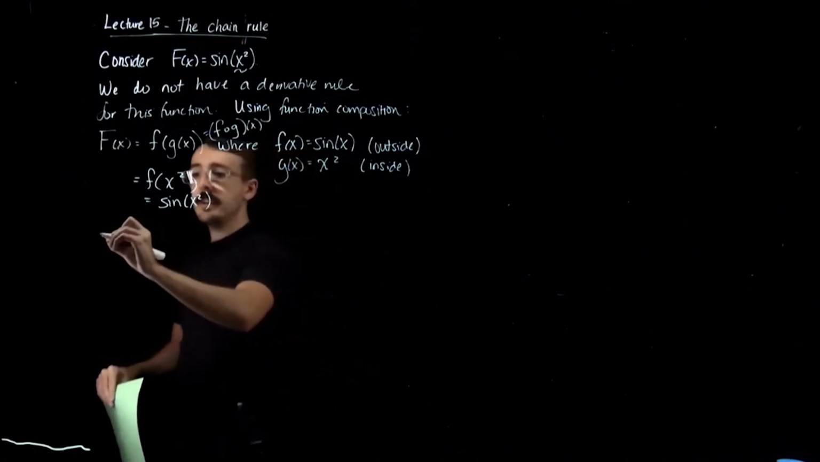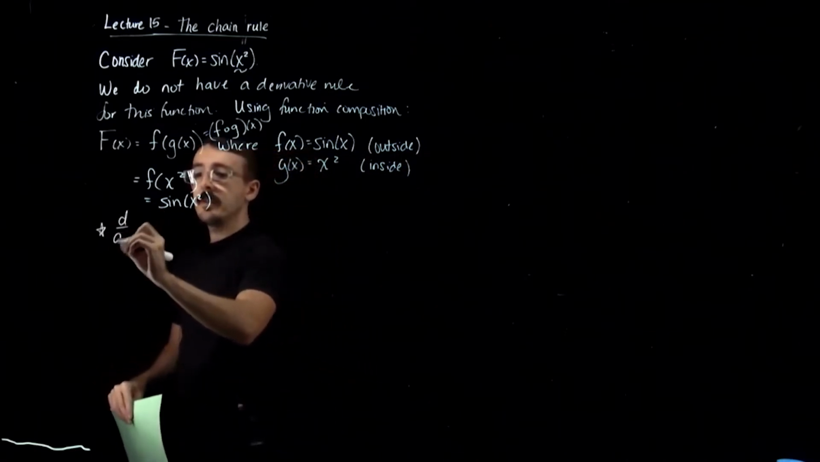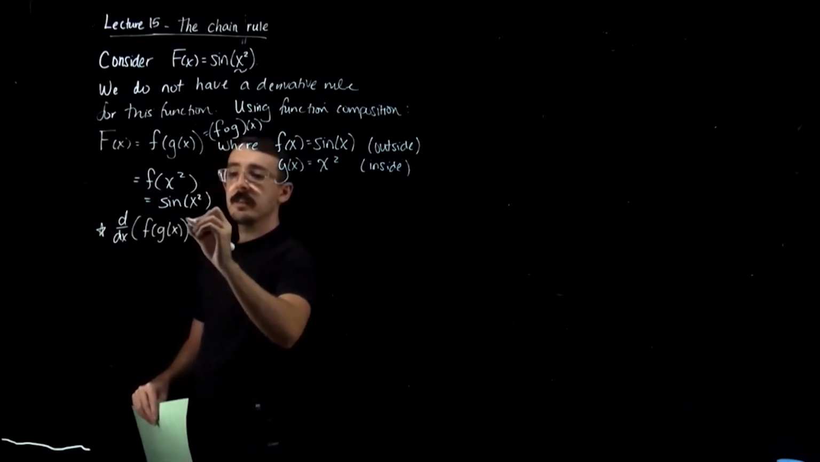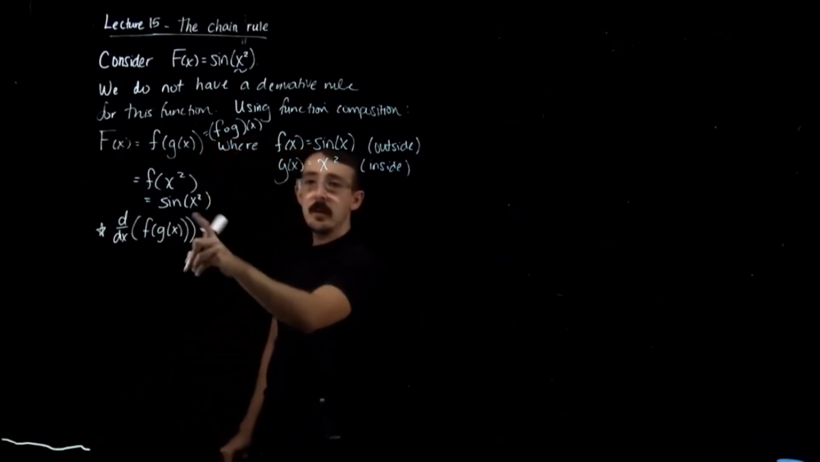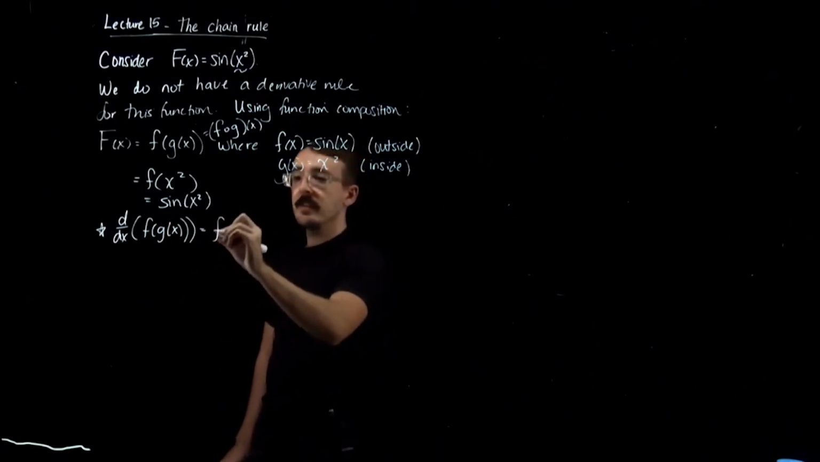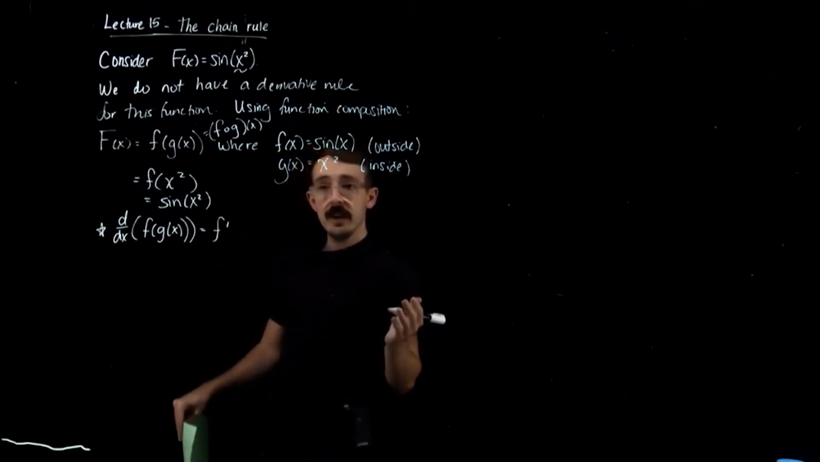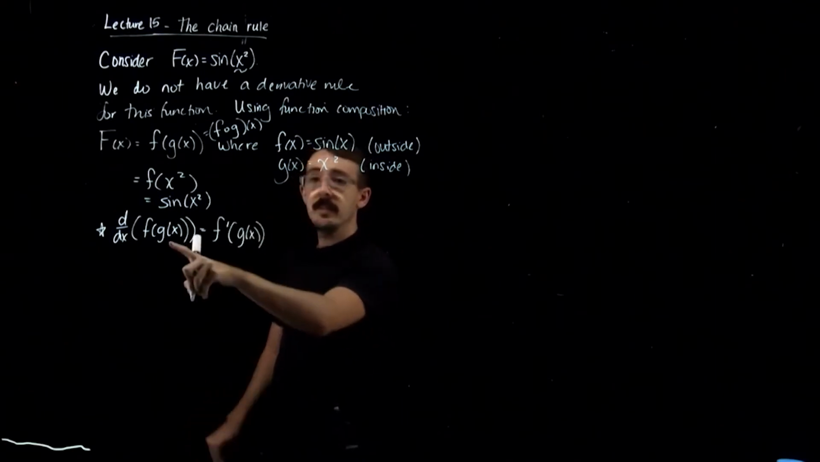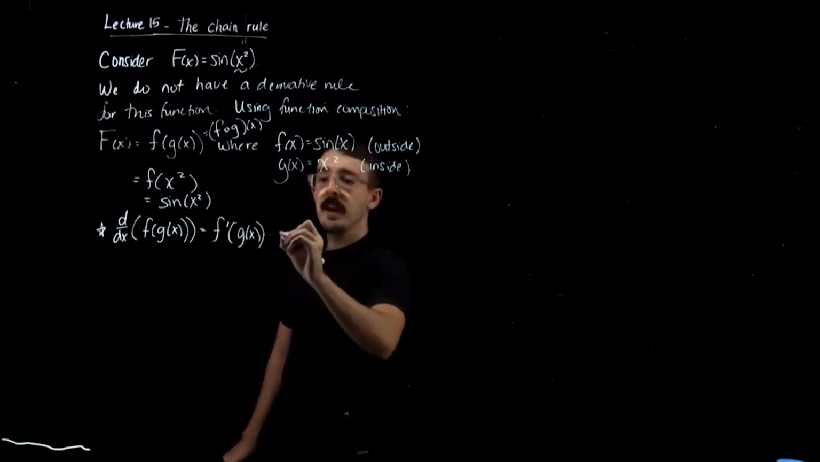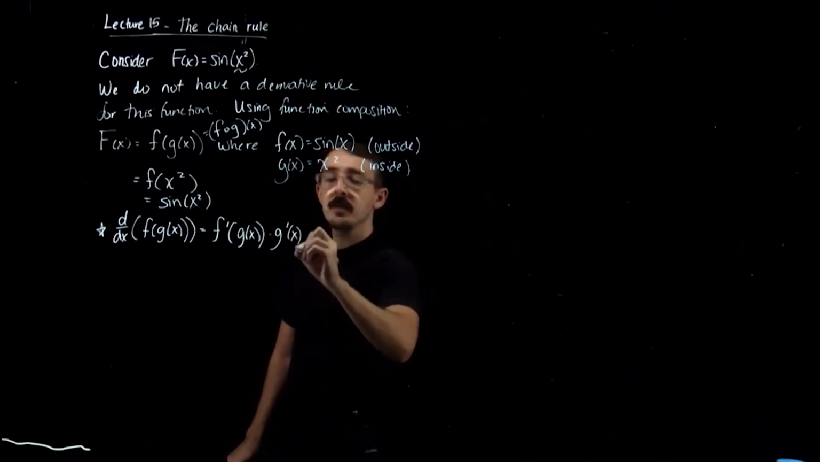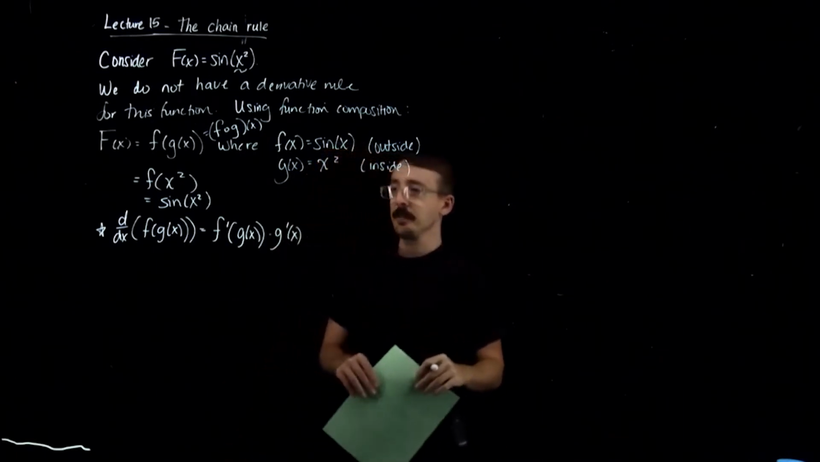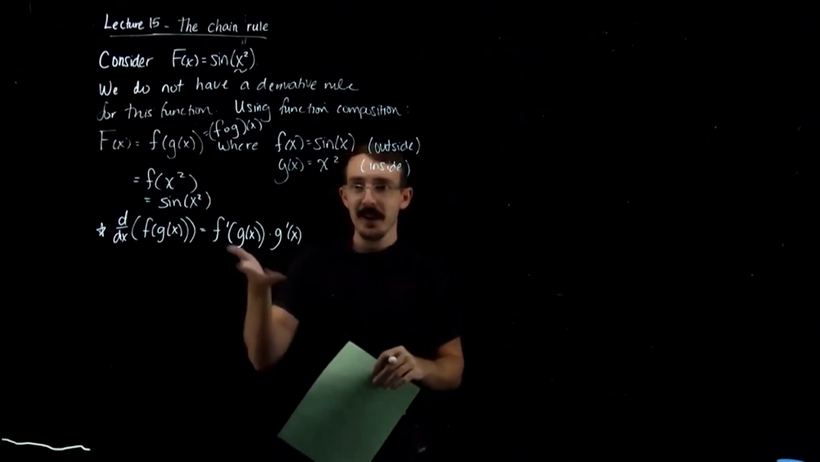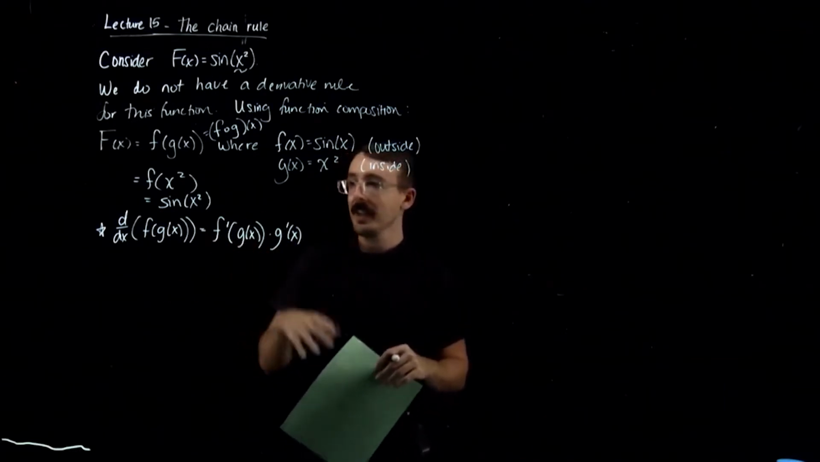Well, here's the rule. The derivative of f of g of x, so where I have one function being plugged into the other, is the derivative of the outside function. I'm going to plug in the original inside function, and then I'm going to multiply by the derivative of the inside function. So it looks kind of messy, but we'll do many examples to practice this.